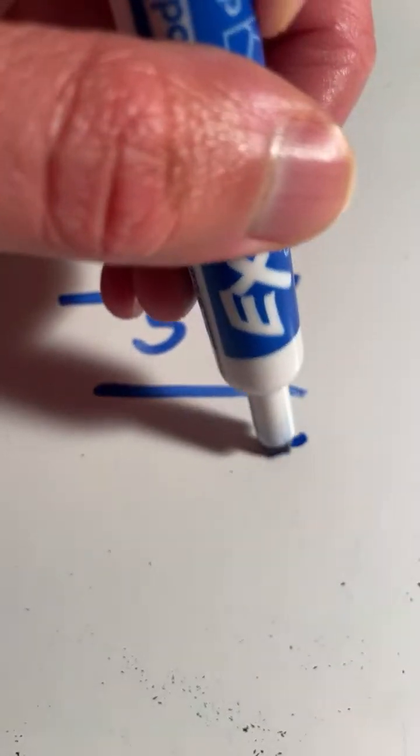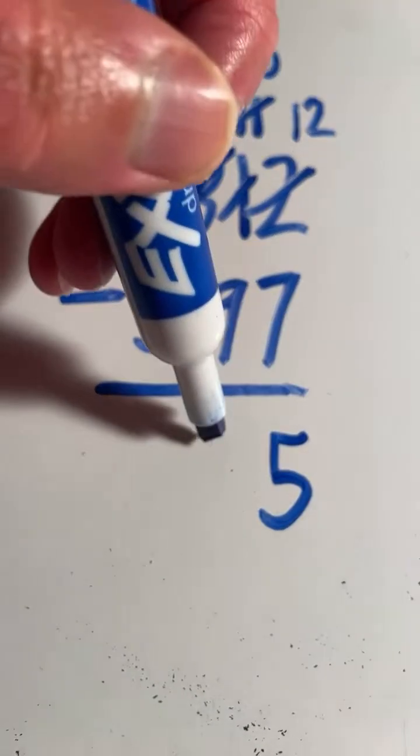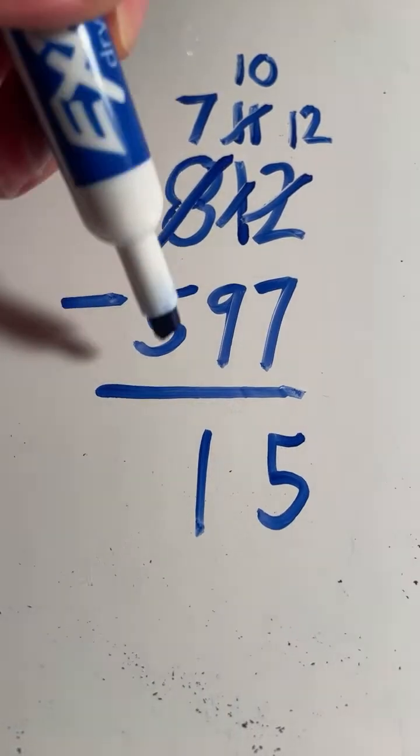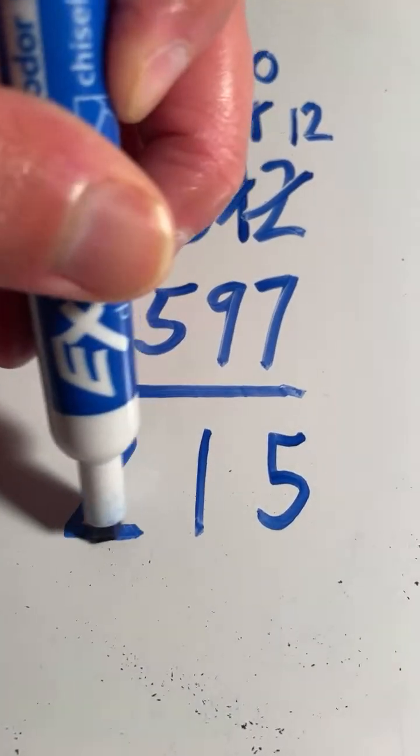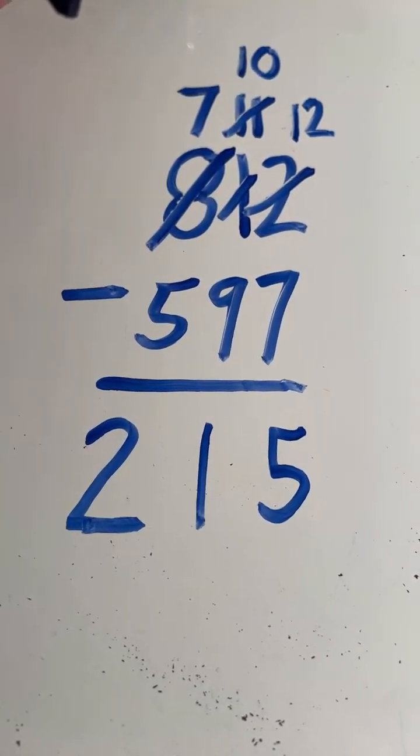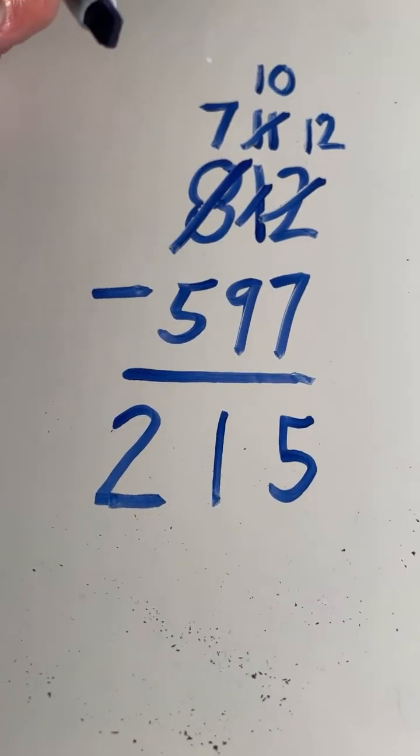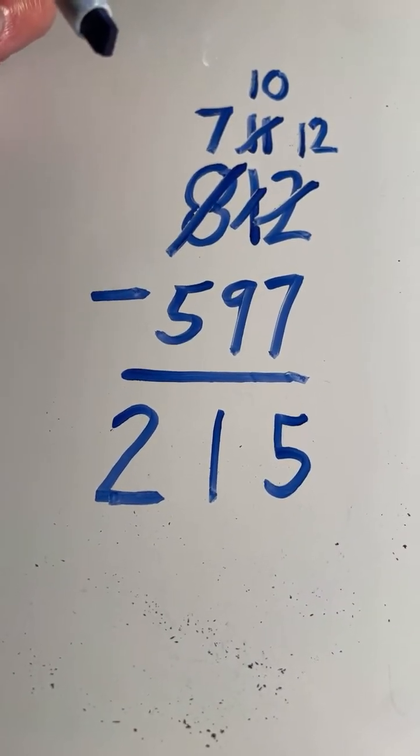12 minus 7 equals 5. 10 minus 9 equals 1. 7 minus 5 equals 2. And we have our final answer, 812 minus 597 equals 215.